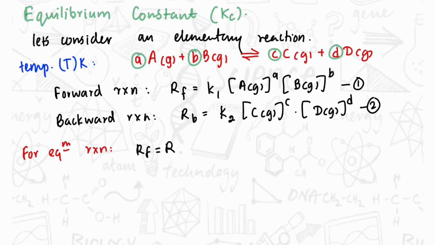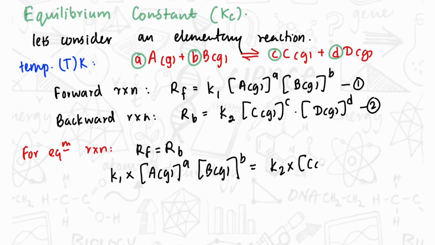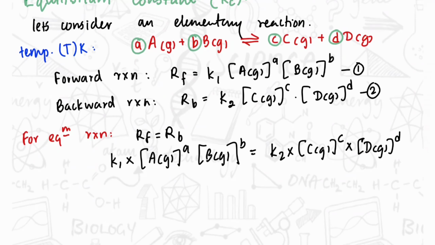For an equilibrium reaction, Rf is equal to Rb. The rate of the forward reaction is equal to the rate of the backward reaction. So we get the equation Rf = Rb, and if we substitute the values from the first and the second equations, we get K1 [A]^a [B]^b = K2 [C]^c [D]^d. Now these are the products and these are the reactants.